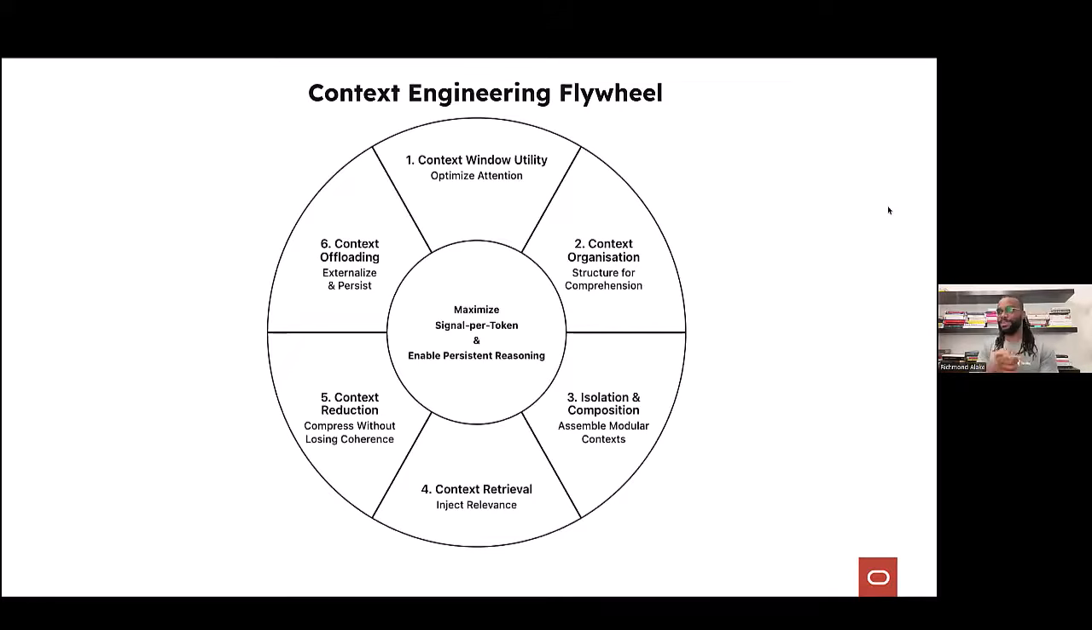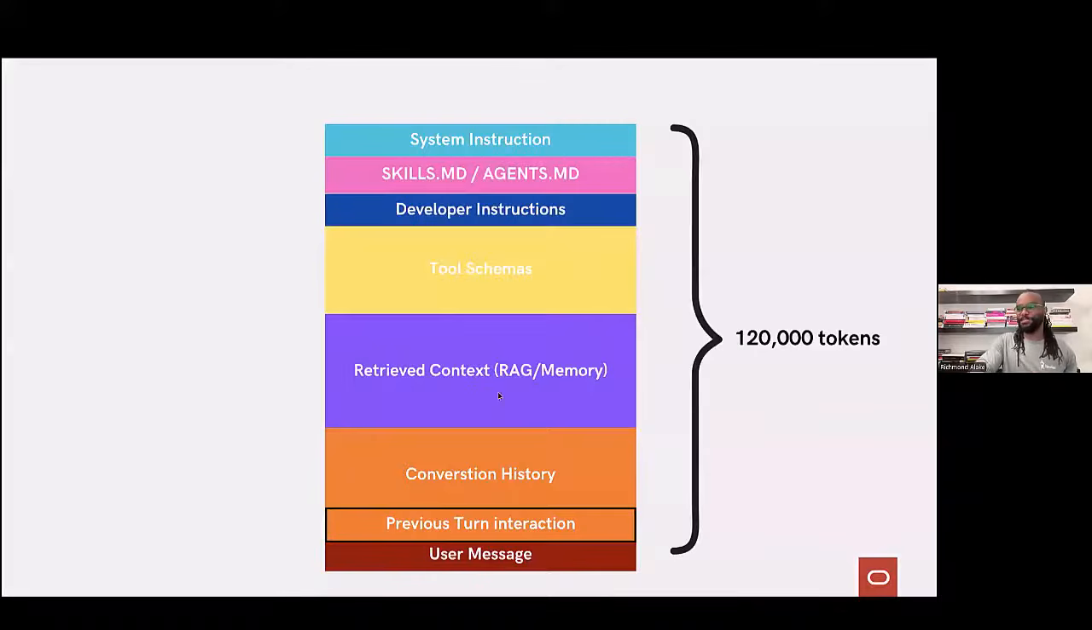Okay, so the rest of it is context isolation, context retrieval, reduction, and offloading. We're going to see the majority of these today. I want to get to the code, so we'll spend 2 minutes on this, then we'll go into the code. And if we have some time, we'll come back to the slides.